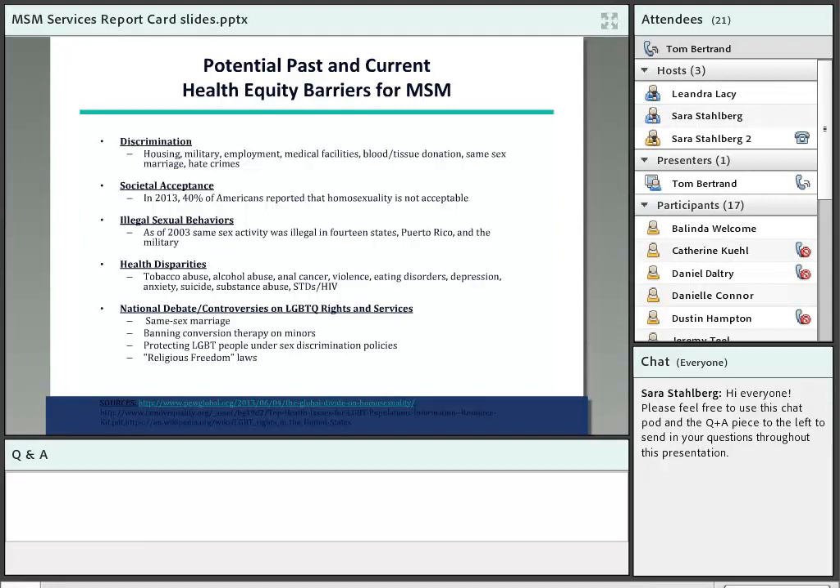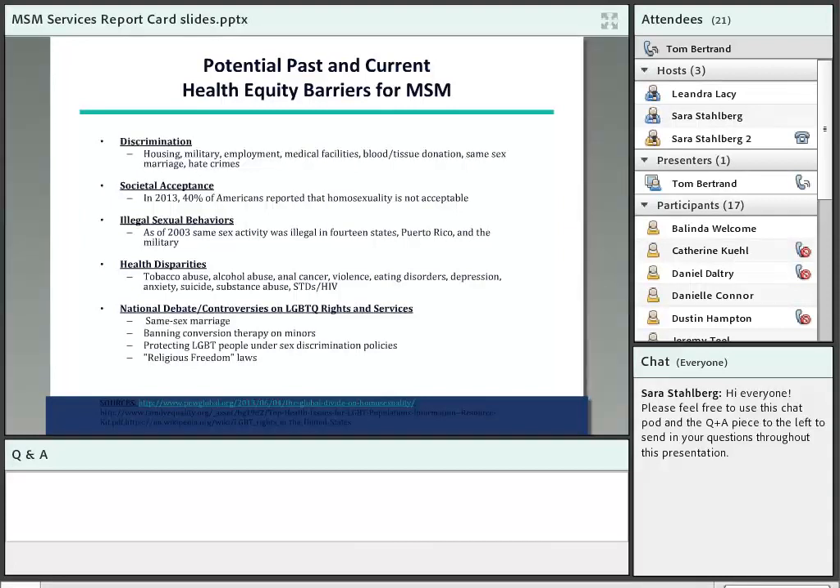And in terms of our history as a country, there are many angles to this. First, in terms of discrimination, gay men have been the target of overt discrimination when it comes to housing, military, employment, medical facilities, blood and tissue donation, and same-sex marriage and hate crimes. In terms of societal acceptance, the most recent data I could find from Pew Research is that 40% of Americans report that homosexuality is not acceptable. In terms of illegal sexual behaviors, as of 2003, same-sex activity was illegal in 14 states. The proxy for this was basically sodomy laws, as well as Puerto Rico and the military. And many gay men were born before 2003, including myself, and so we were alive and sexually active while many of these laws were in place.